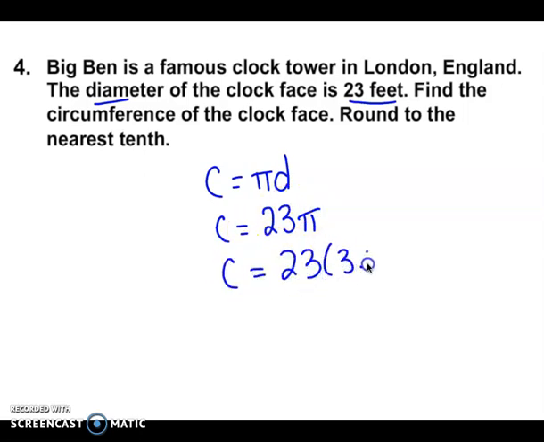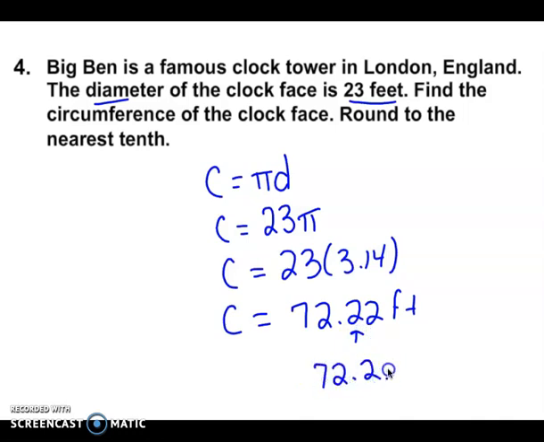And then I sub in 3.14 for pi because that is the approximate equivalency. And then I am going to multiply, and I get the circumference is 72.22 feet. And it wanted me to round to the nearest tenth, so I would make it 72.2 feet. So I was given the diameter. I used the formula for circumference that uses diameter.